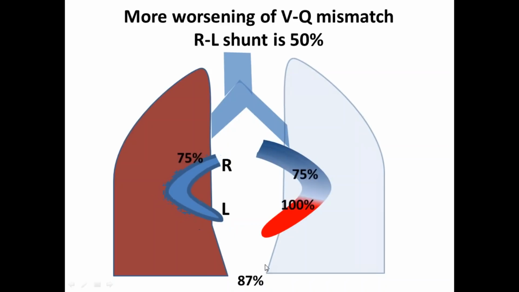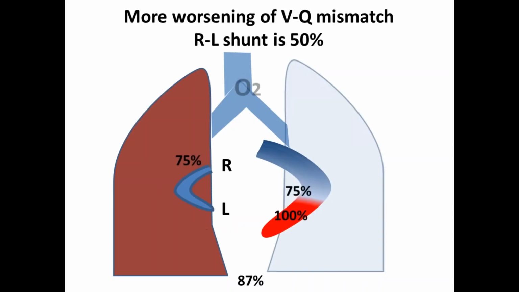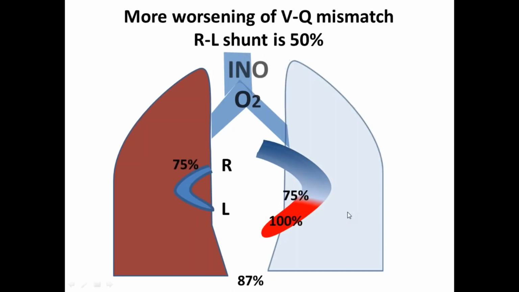If you give oxygen to this infant, what will happen to his saturation? Nothing, no improvement, because the blood in the healthy lung is already fully saturated, and there is no ventilation on the other lung. But as a compensatory mechanism, the blood vessels on the collapsed lung will constrict to move more blood to the normal lung. That's a compensatory mechanism. What about if you gave nitric oxide in this case?